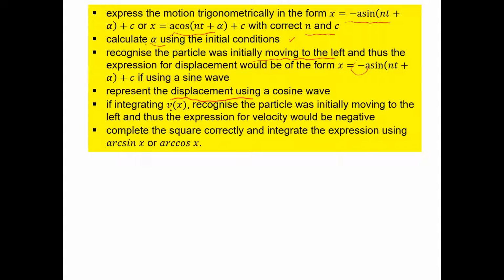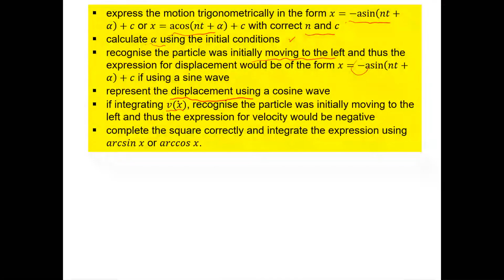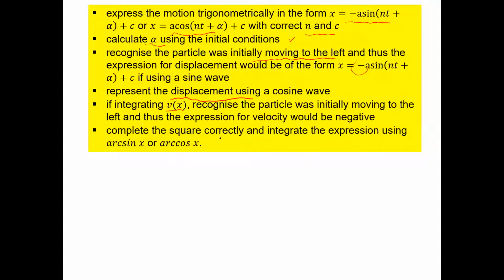If integrating v in terms of x, recognize the particle was initially moving to the left, thus the expression for velocity would be negative. Complete the square correctly and integrate the expression using arc sine or arc cos.